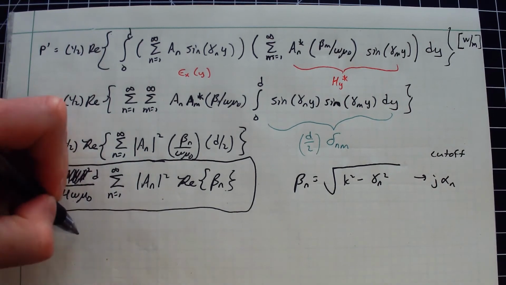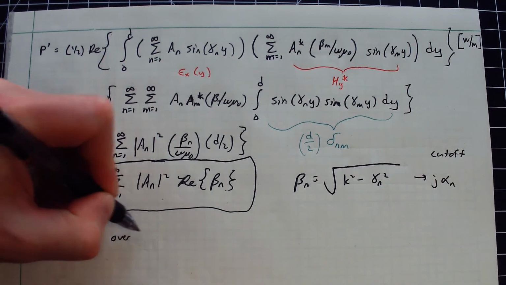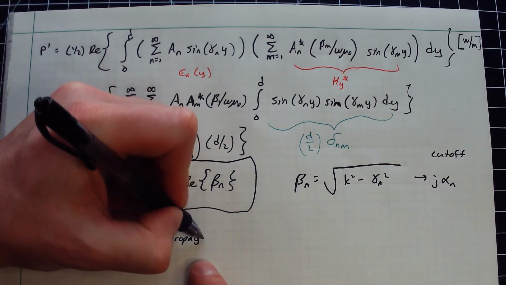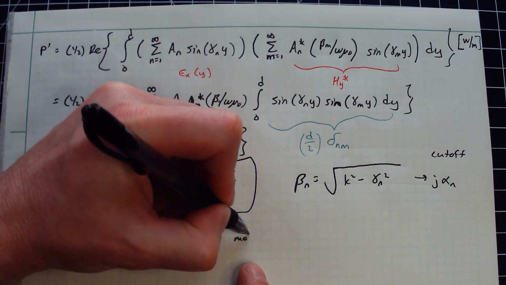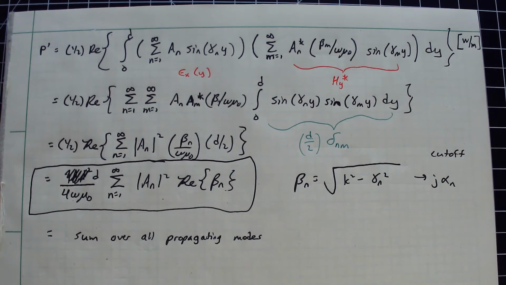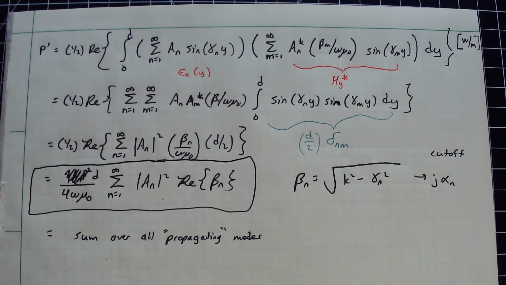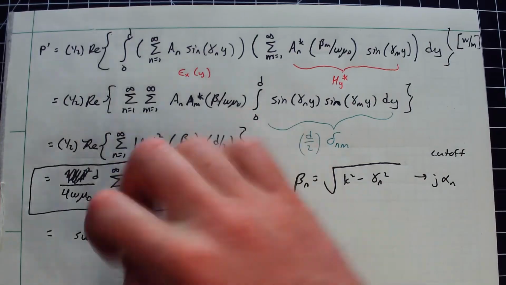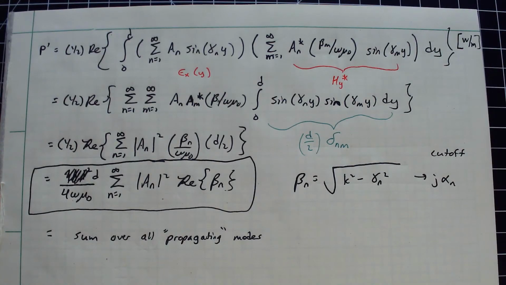So you can think of this as a sum over all propagating modes. And then all the cutoff modes contain no actual net flow of power. Right? So that is how you calculate the flow of energy down a waveguide that is excited by multiple modes. Only the propagating modes, in contrast with the cutoff or the evanescent modes, will have power. And when it's evanescent, this real term suddenly goes to 0 and all those further terms vanish.